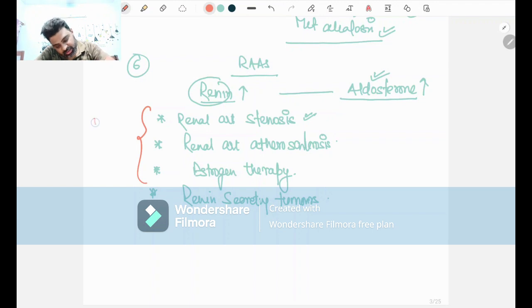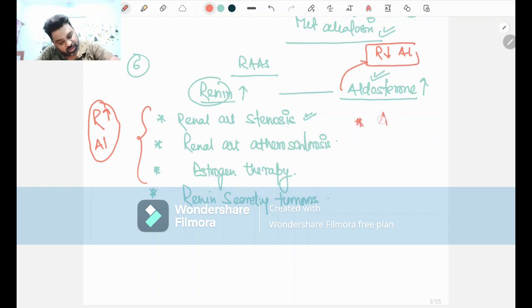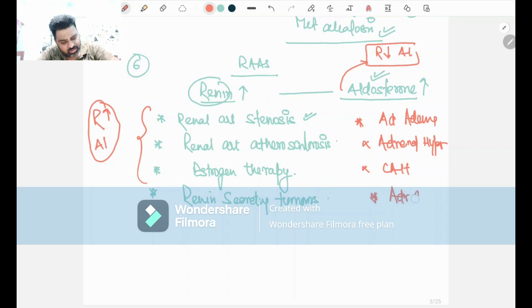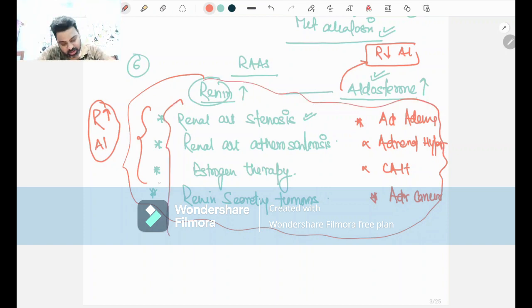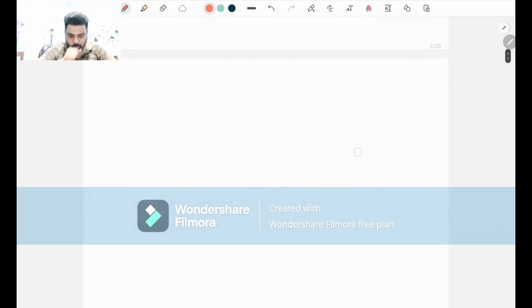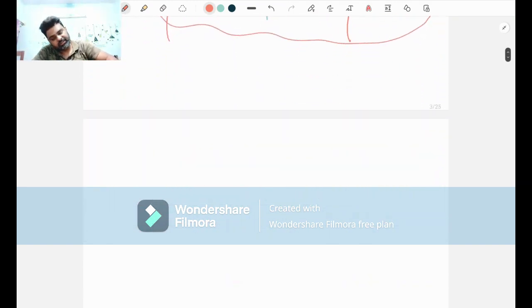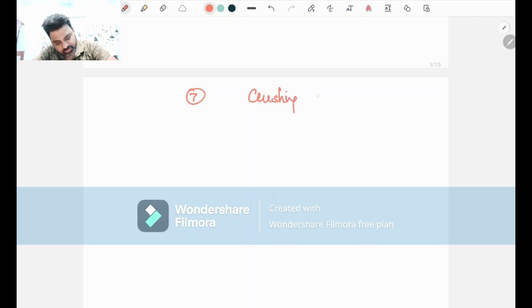And how will you diagnose? In these patients, we have increased renin and increased aldosterone. In the other condition, there will be decreased renin and increased aldosterone. This can be because of adrenal adenoma, adrenal hyperplasia, congenital adrenal hyperplasia, and rarely adrenal cancer. All these conditions lead to metabolic alkalosis. In the first four conditions, there will be increased renin and increased aldosterone, and in these four conditions, there will be decreased renin and increased aldosterone. Now, after this 7th point, anything that will cause Cushing syndrome will also cause metabolic alkalosis.